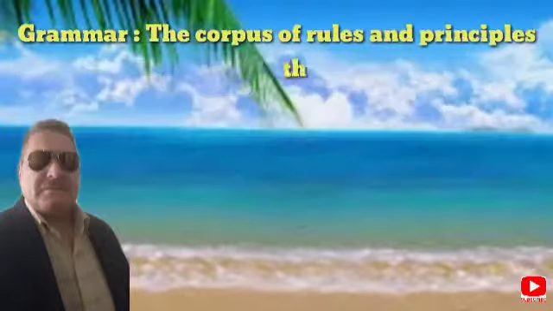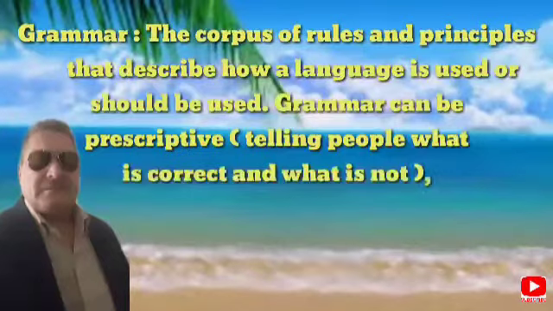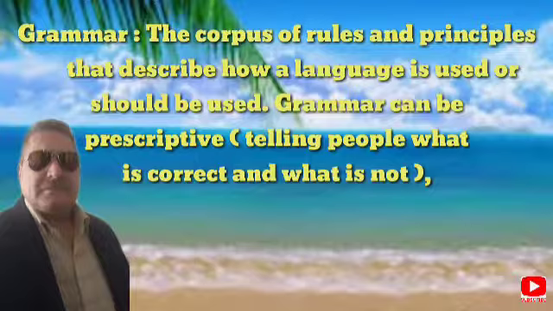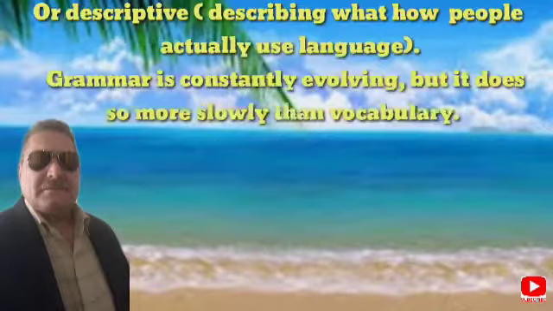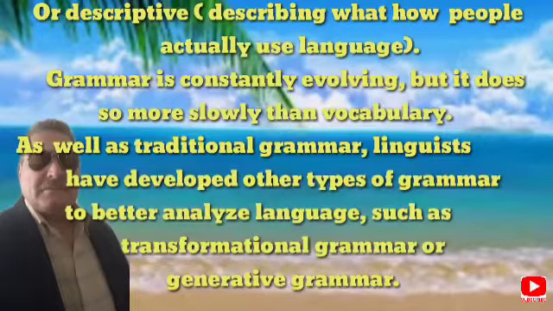Grammar, the corpus of rules and principles that describe how a language is used or should be used. Grammar can be prescriptive, telling people what is correct and what is not, or descriptive, describing how people actually use the language. Grammar is constantly evolving, but it does so more slowly than vocabulary. As well as traditional grammar, linguists have developed other types of grammar to better analyze language, such as transformational grammar or generative grammar.